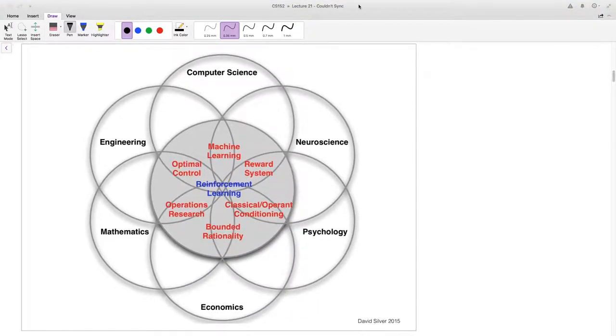So this is an interesting diagram by David Silver. He's one of the founders of DeepMind and also at Cambridge. And so kind of showing where reinforcement learning fits at the intersection of computer science, engineering, math, econ, psychology, and neuroscience. And where it kind of shows for every set of overlaps here what it is we're sort of talking about. You know, the intersection of mathematics, engineering, and economics is operations research. Or engineering, computer science, neuroscience is machine learning. So anyway, reinforcement learning kind of fits in there. We talked about the fact that in some ways you use reinforcement learning when you're doing dog training and things like that. Right? That's really classical and operant conditioning.